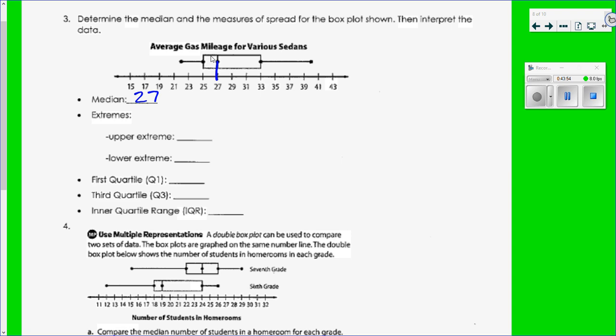Where's my upper extreme? 40. It's halfway between the 39 and 41. Where's my lower extreme? 22. My first quartile. 25. My third quartile. Giving me an interquartile range of what? 8. Again, interquartile range, Q3 minus Q1. Starting to get them?